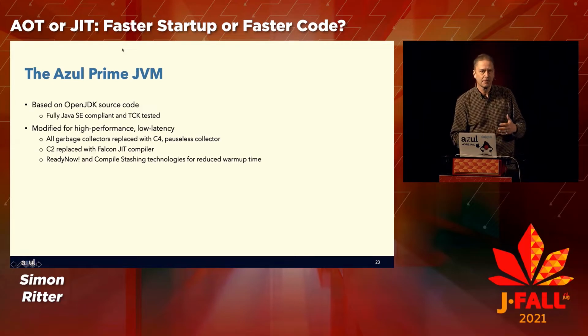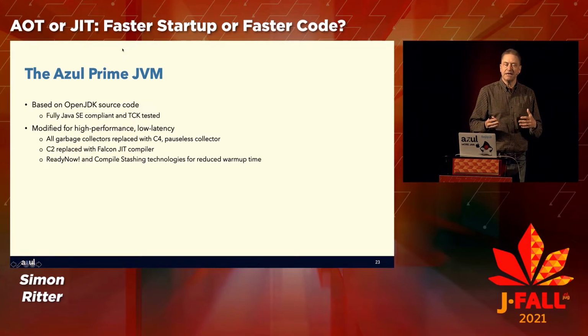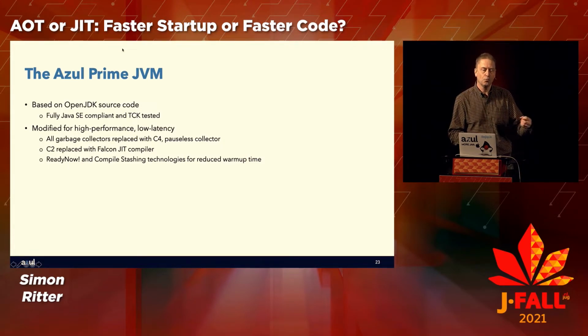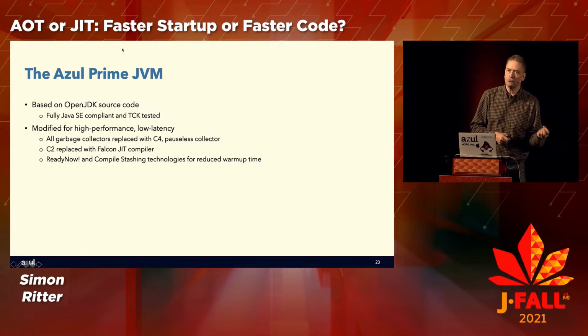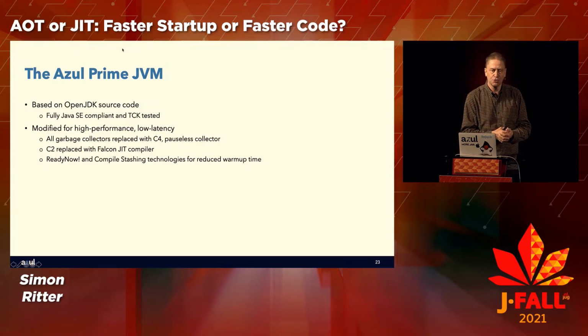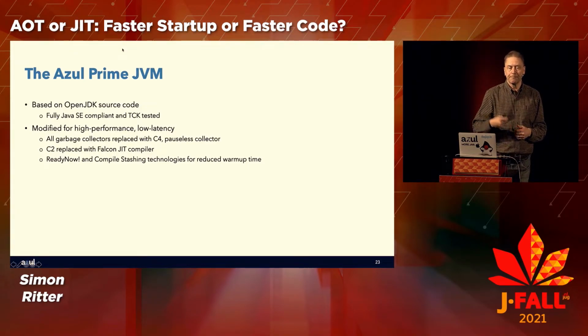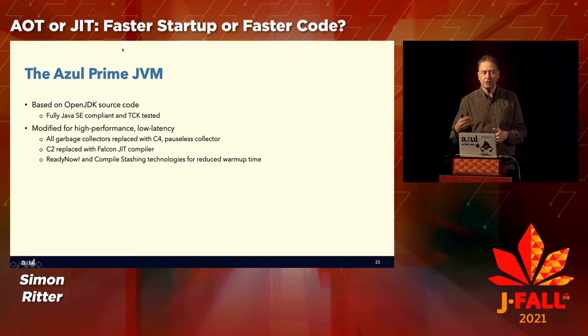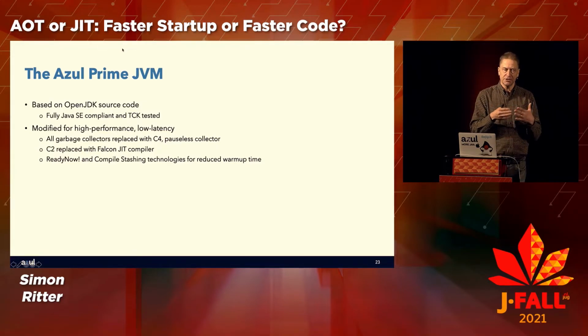The other thing we've done more recently is to replace the C2 JIT compiler with Falcon, in the same way that Graal does, but rather than using the Graal JIT compiler, we use one based on LLVM, the compiler project. And that allows us to get some good performance improvements that way. And then, as I said, we've got this ReadyNow and compile stashing technologies, which is designed to reduce warm-up time.